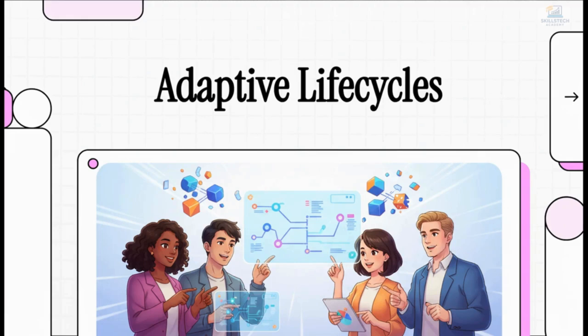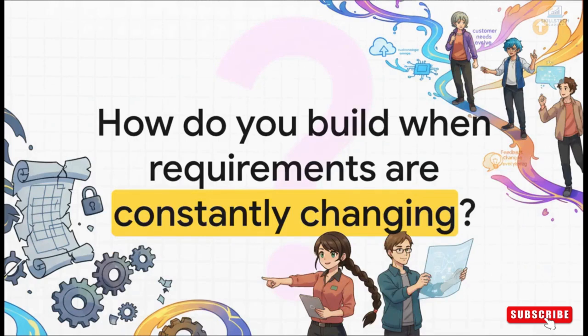All right, let's jump right in. Today, we're talking about adaptive life cycles. This is a really powerful way to manage projects, especially in a world where, let's be honest, nothing ever stands still. If you've ever been on a project where the goals just keep shifting, then you are definitely in the right place. And this question right here is really the heart of the whole thing.